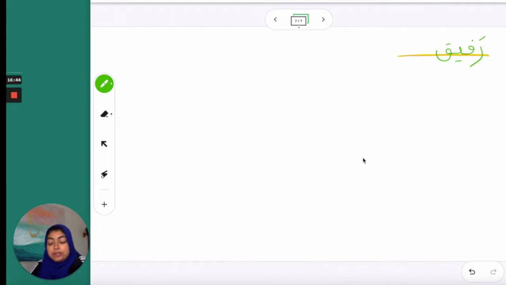Rafiq means friend. So go ahead and put the feminine next to it. What would it look like if it was female? We would put the qaf in medial position, and then end it with ta marbuta. Rafiqa.